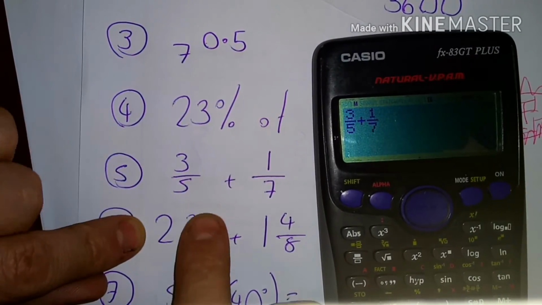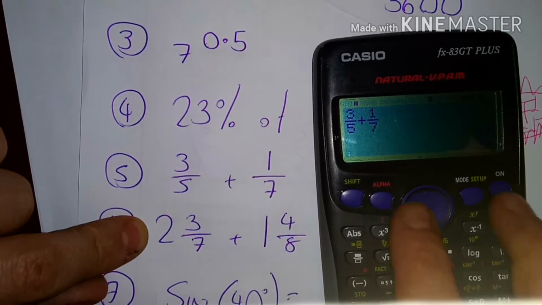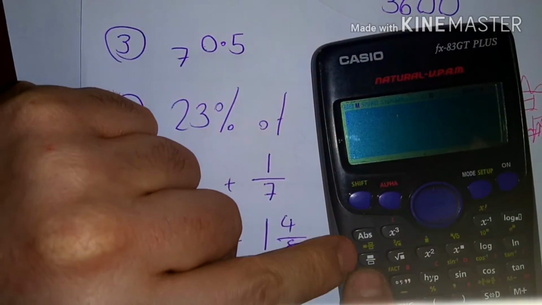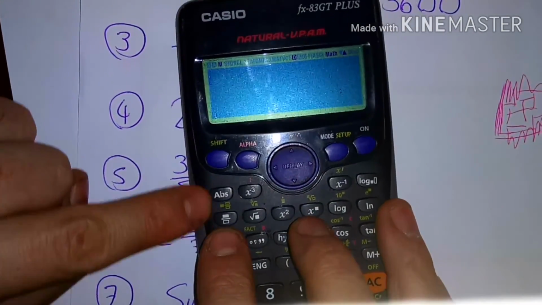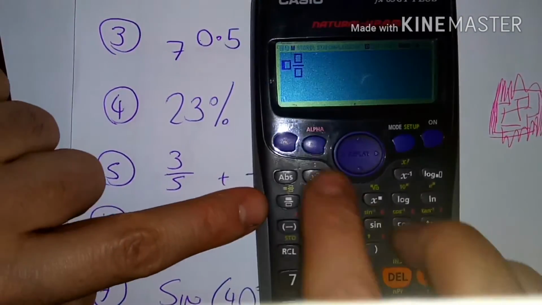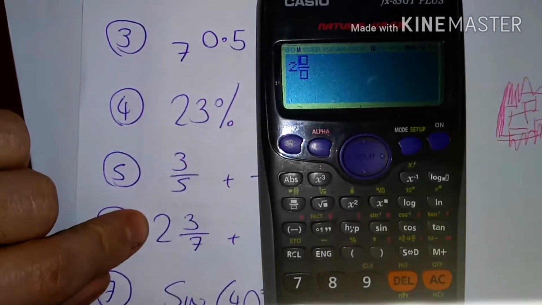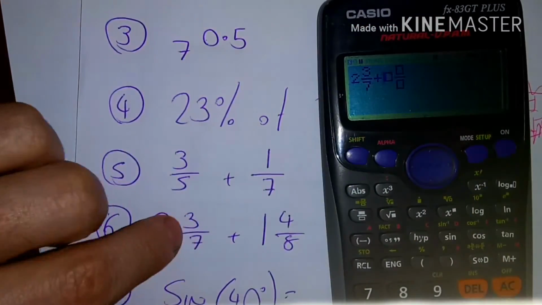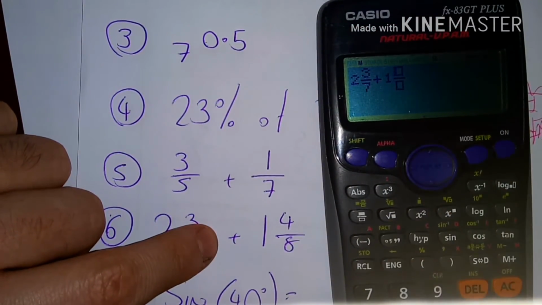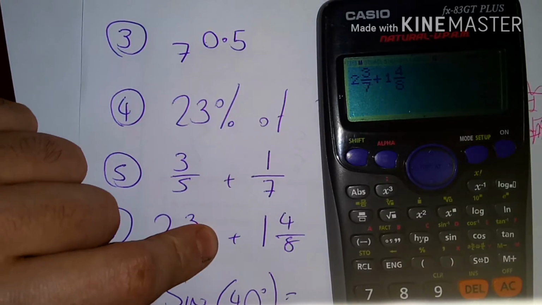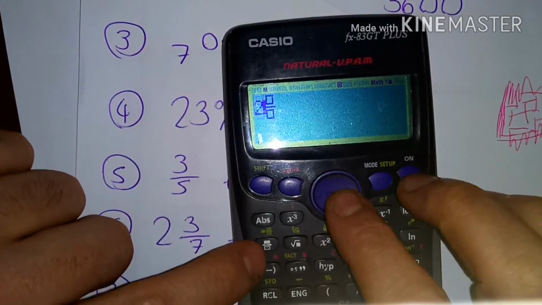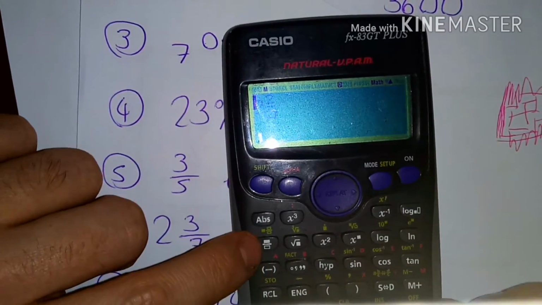Now the only difference is between the bottom one and the top one. Now if you want to put like a mixed number in, you actually have to use the fraction button that's on the top. Okay, so I'd have to shift, and then you get 3 boxes. You're going to put 2 and 3/7. And the question is plus, and I have to shift in that again, 1 and 4/8, and there you get it.